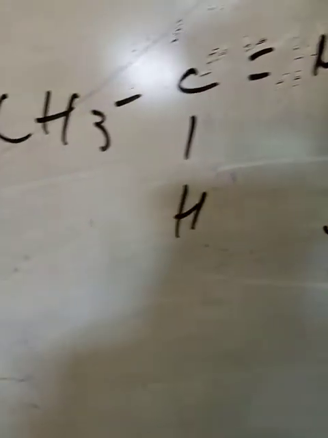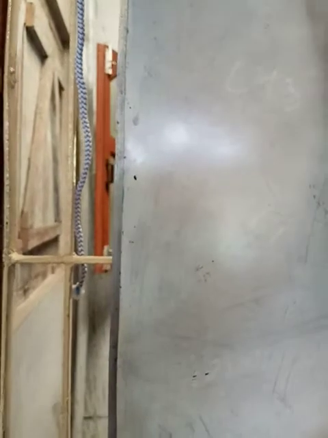Next, reactions of ammonia with aldehyde or ketone. Aldehyde and ketone will react similarly. So I am giving an example with aldehyde only. CH3C double bond O H plus NH3. What will we obtain? CH3 CH OH NH2.